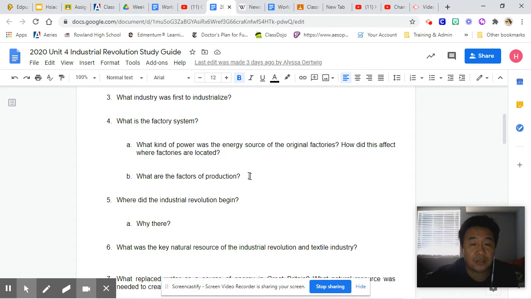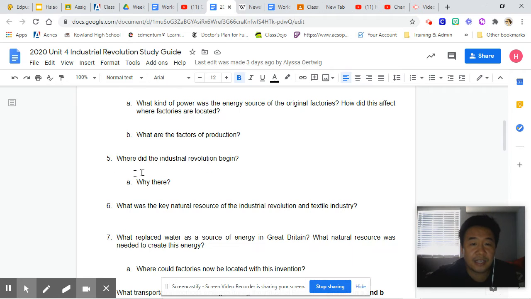You could go back to our little activity about urbanization and what it was like for the growing community, and again, what kind of conditions they put people in, and what factors of production. Okay, so remember the water frame. Where did you have to put the water frame? Where did the Industrial Revolution begin? And that's actually an easy one.